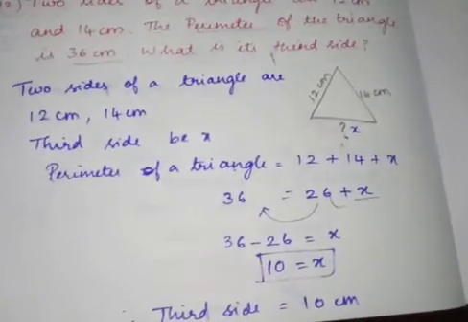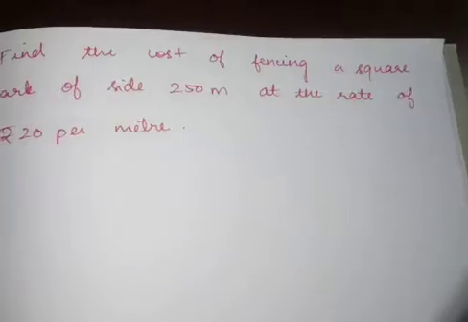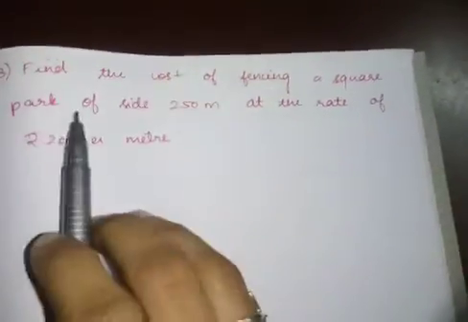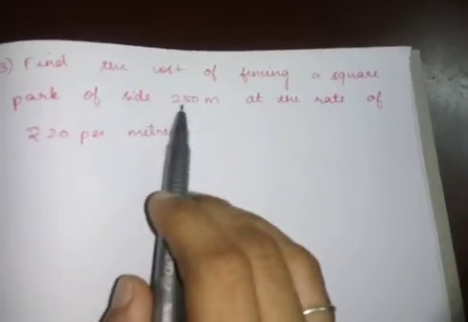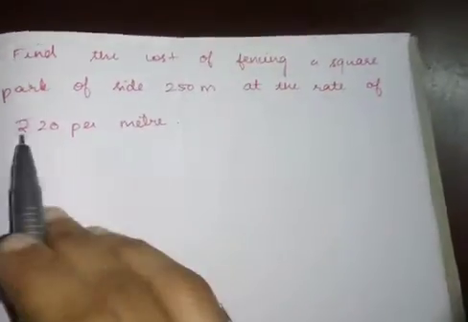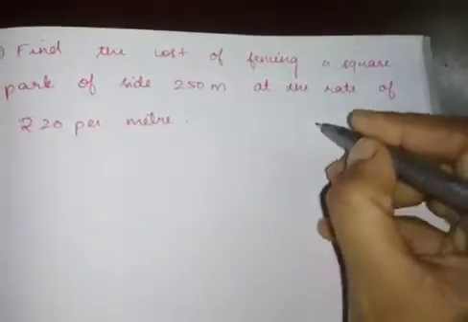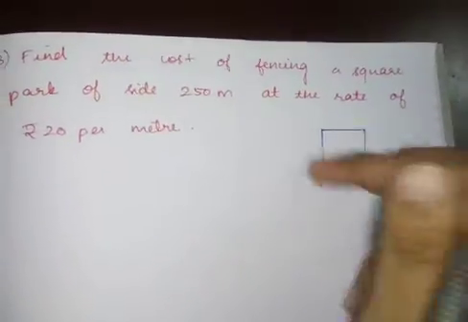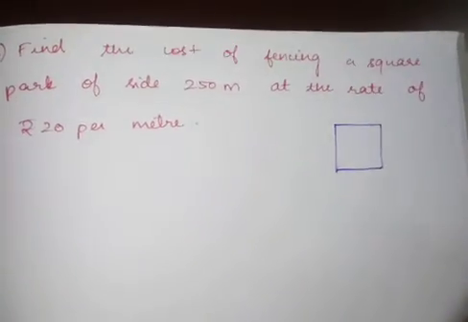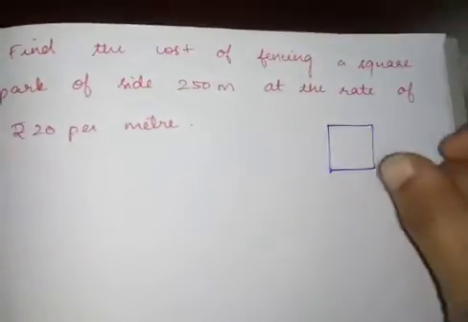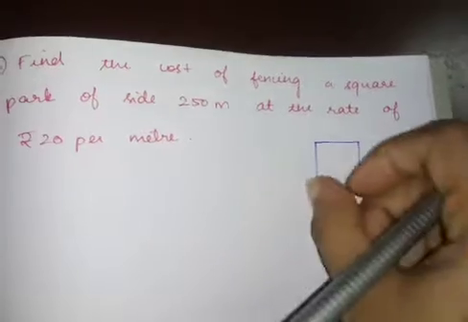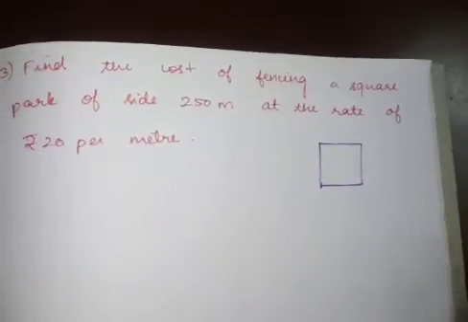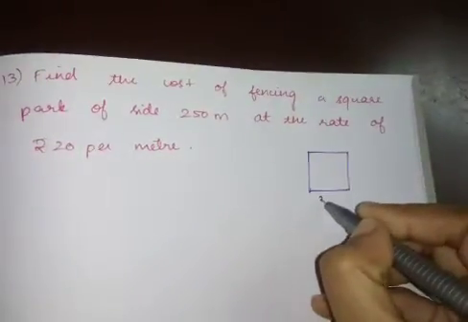Okay. Next is your 13th problem, children. Find the cost of fencing a square park of side 250 meter at the rate of rupees 20 per meter. Okay, he wants to fence the square park. Fencing itself means that it is a perimeter. Yes, fencing means you will put it on the border, right? So if you want to find the length of the border, that is the perimeter. So what is the side of the square park?